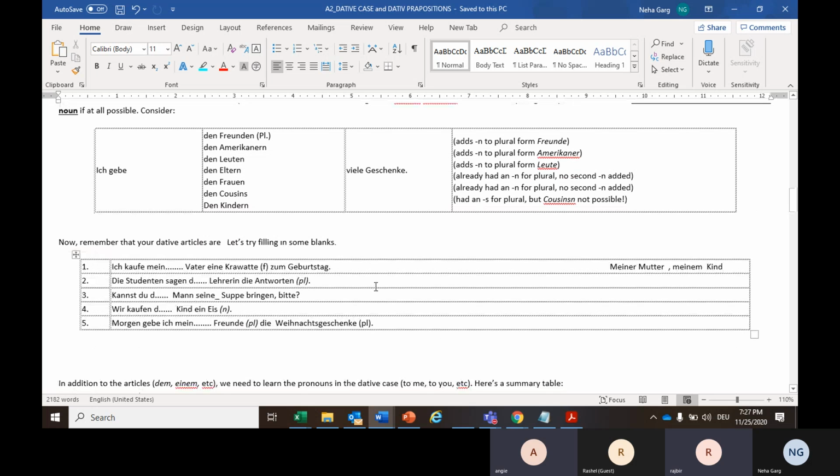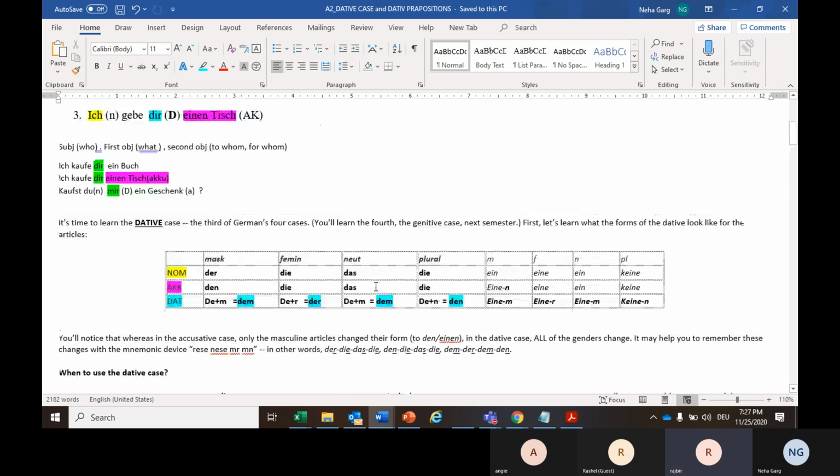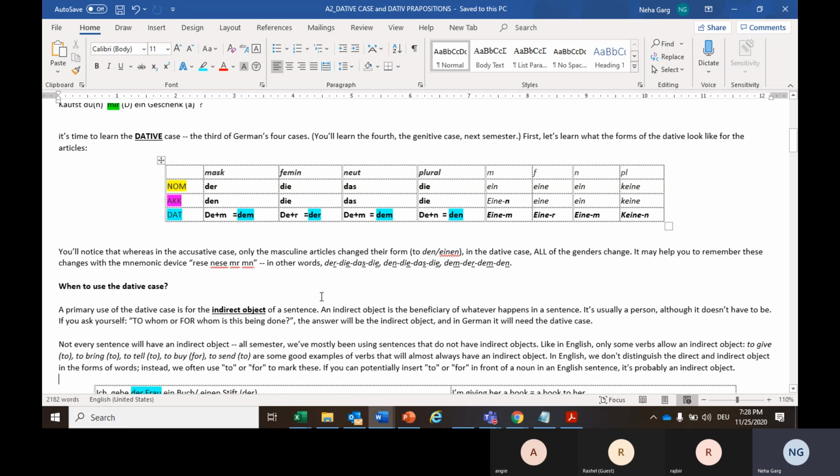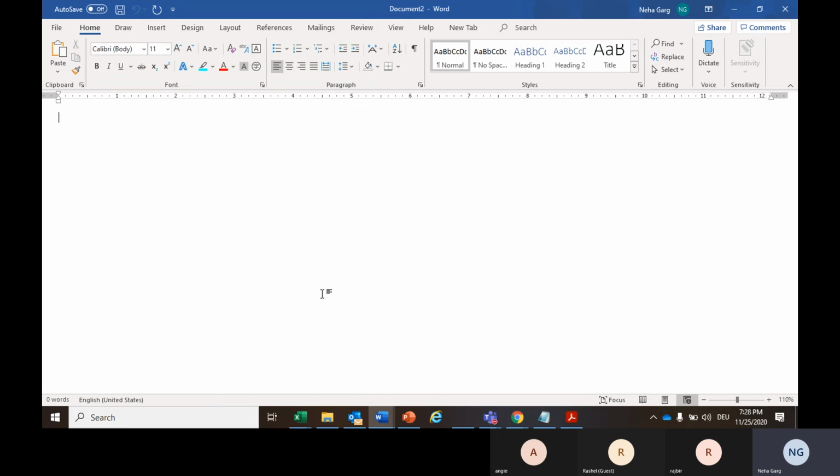Ma'am, in case of neutral, this will convert into dem, right? Okay. Can it be like this? Ich habe dem Auto... für ihn. No, because, okay, I'm just writing it on another page.